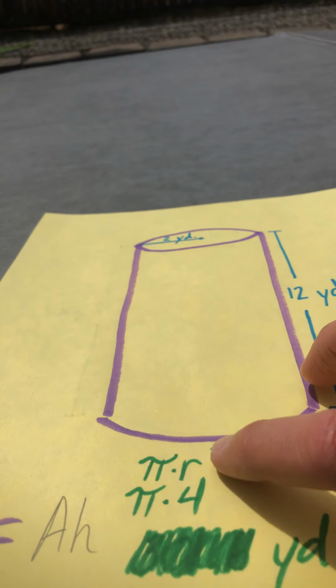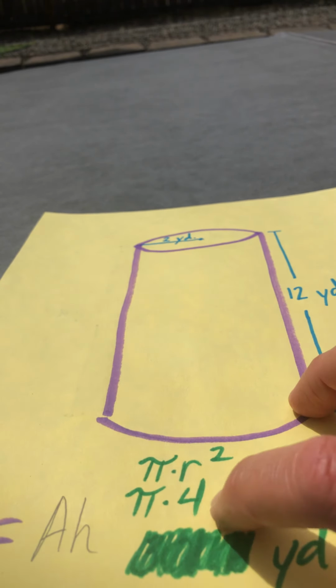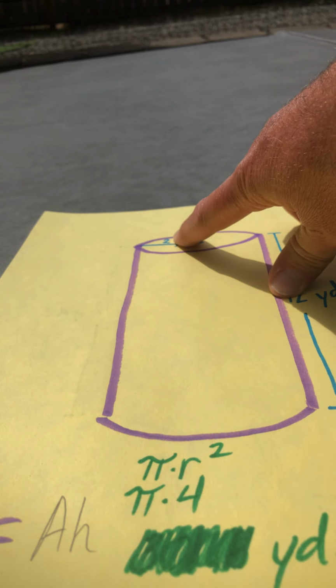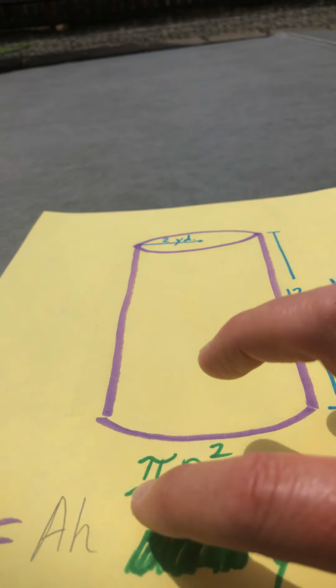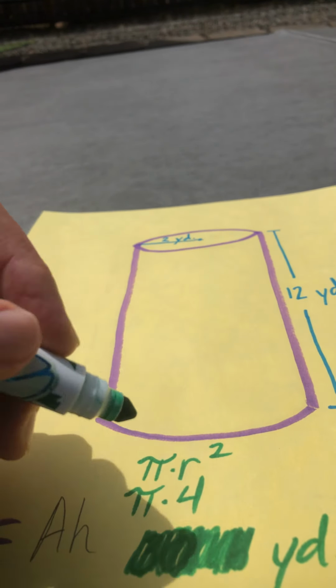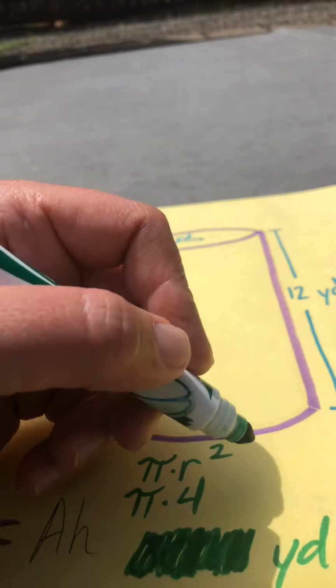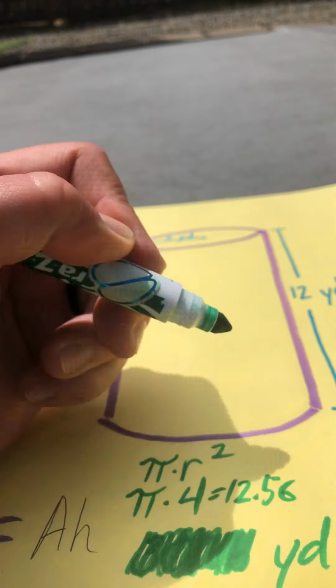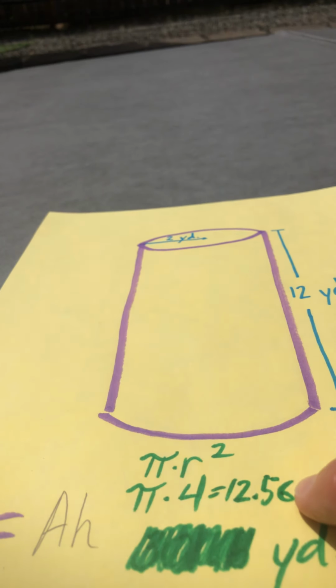All right, so with my pi r squared, I've got pi times 4. My radius is 2, so 2 times 2 is 4. And then if I type in pi times 4, that's going to get me about 12.56. Okay, again, which would be the area of the base, the circle base.